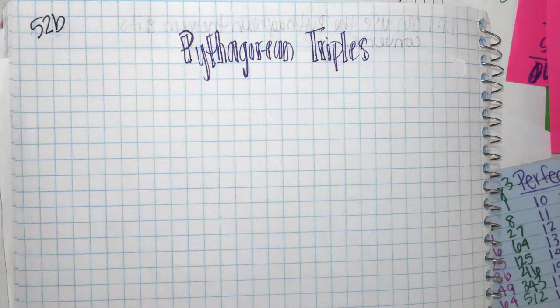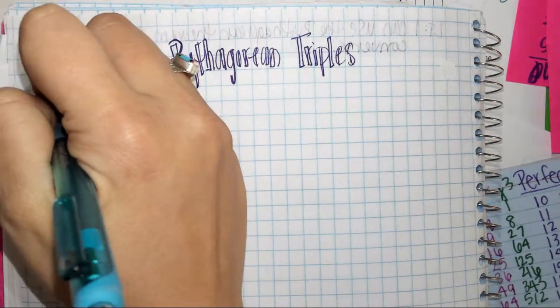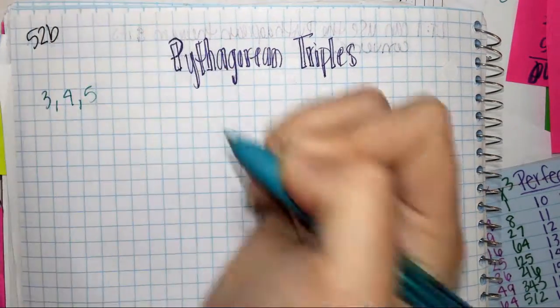All right, so you have 4 kinds of triples. You have 3, 4, 5.